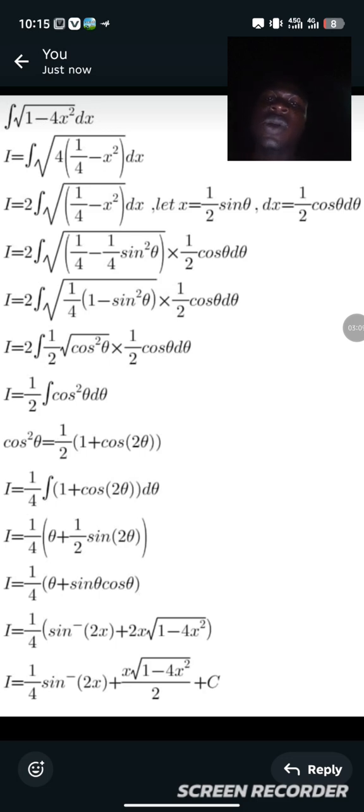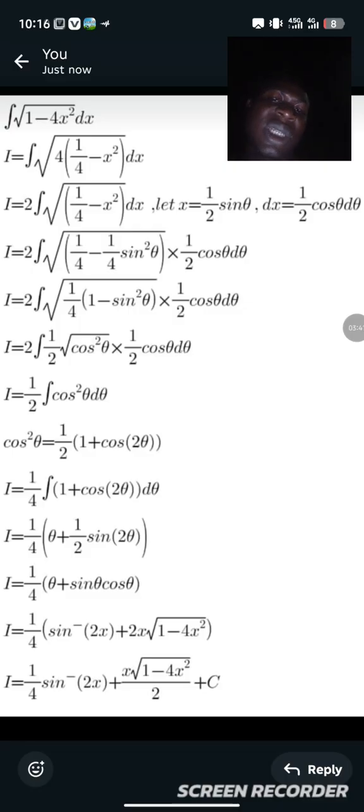So we have I equals 2 integral 1 over 2 square root of cos squared theta times 1 over 2 cos theta d theta. Then we have I equals 1 over 2 integral cos theta times cos theta. Here I've already multiplied that 2 by 1 over 2, which gave us 1. So we only have 1 over 2 integral cos squared theta d theta now.